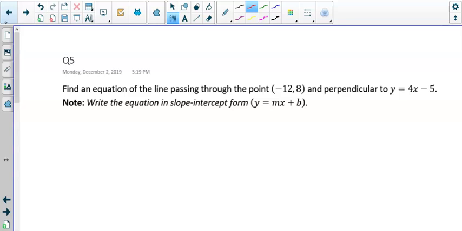So in here, we want to find the equation of a line passing through the point negative 12, 8, and perpendicular to y equals 4x minus 5. Again, our equation must look like y equals mx plus b. This problem is coming from the same section that the previous problem is coming from. Okay, so I think it's like 1.3 or 1.4. It's one of those two. All right.